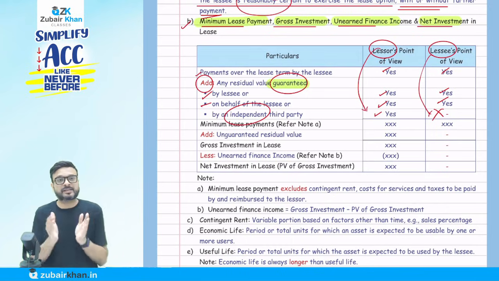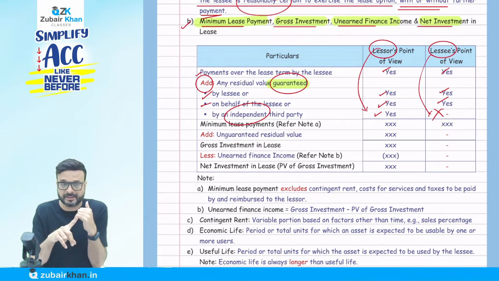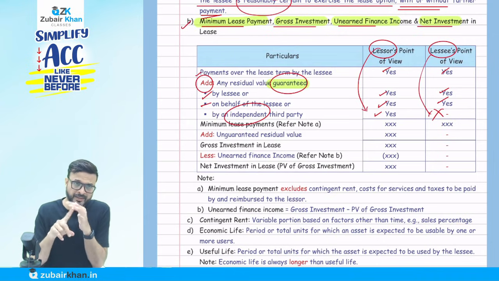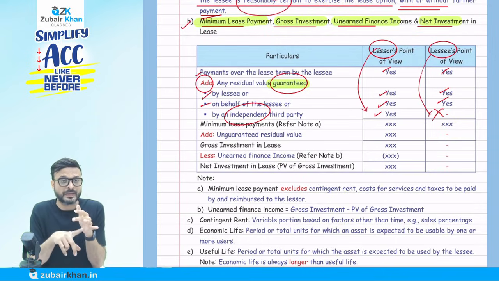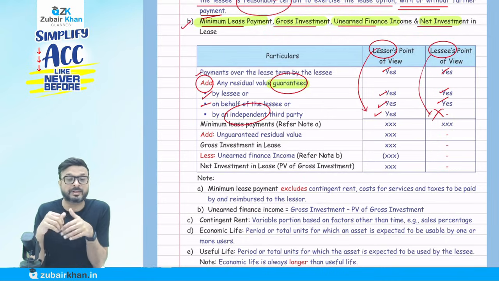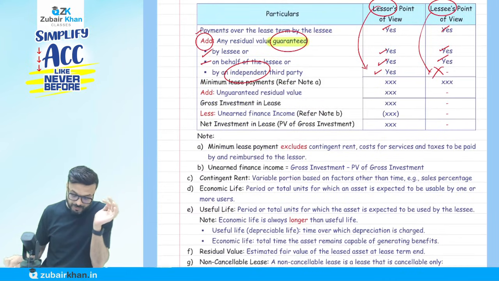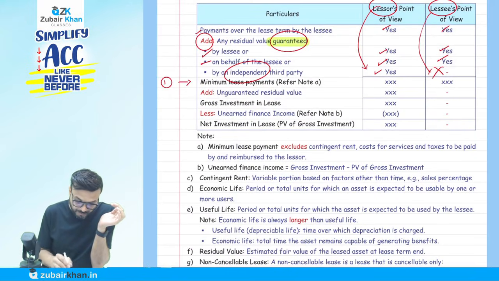Okay, so we discussed the minimum lease payment. What is going to be covered in it? The payment over the lease term by the lessee, any payment which is going to be paid by the lessee, or any guaranteed residual value by the lessee or on behalf of the lessee, or by an independent third party. But if it is an independent third party, that is not a part of the minimum lease payment from the lessee's point of view. Whatever amount comes first, we call the minimum lease payment.